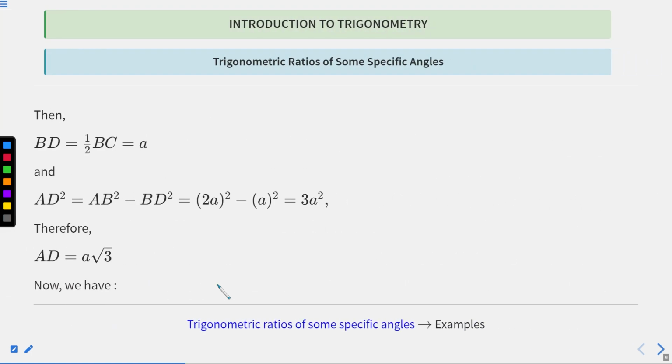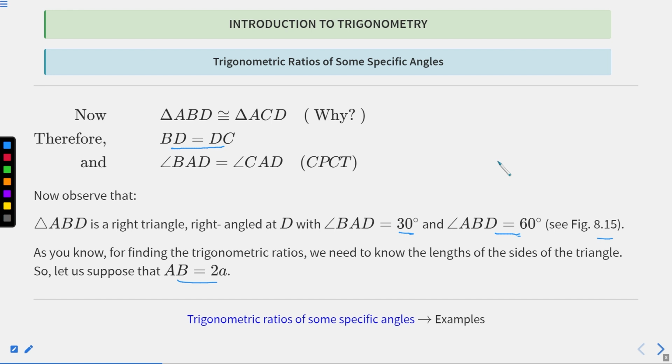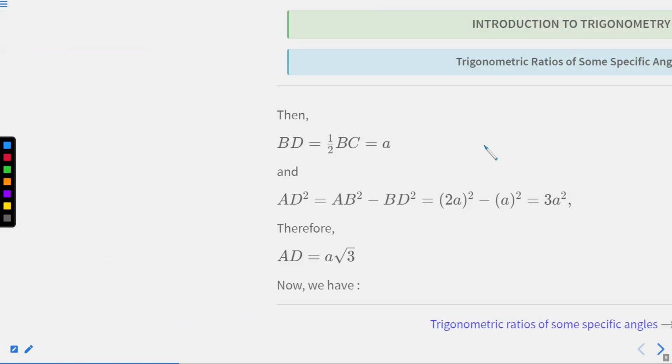Then BD is equal to 1 by 2 BC, and this is equal to A. AD square is equal to AB square minus BD square, that is 2A whole square minus A square, and this is equal to 3A square. Therefore AD is equal to A times root 3. So the length of AD is A root 3, length of BD is A, and AB is 2A.